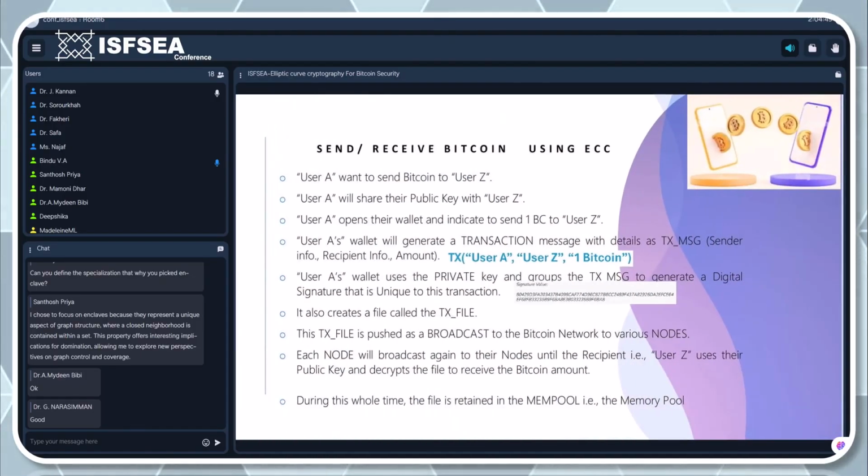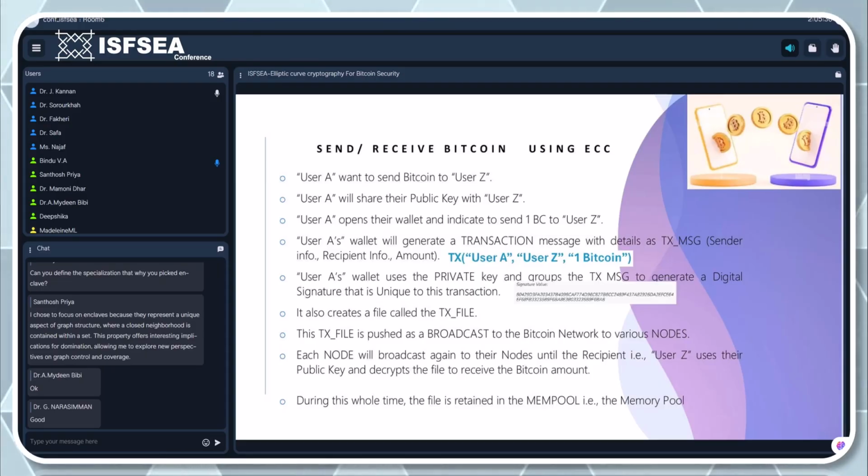To send or receive Bitcoin using ECC, these are the following procedures. User A wants to send Bitcoin to user Z. User A will share the public key with user Z. User A opens the wallet and indicates to send 1 Bitcoin to user Z. User A's wallet will generate a transaction message with details as text message that contains sender information, recipient information, and amount. User A's wallet uses the private key and the text message to generate a digital signature that is unique to the transaction. It also creates a file called the text file.